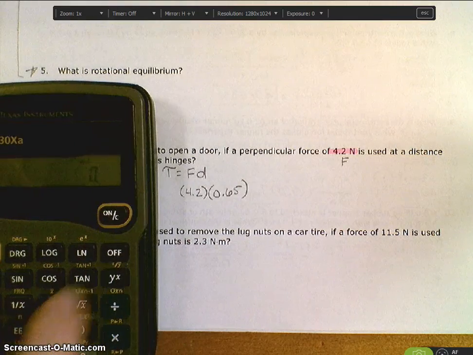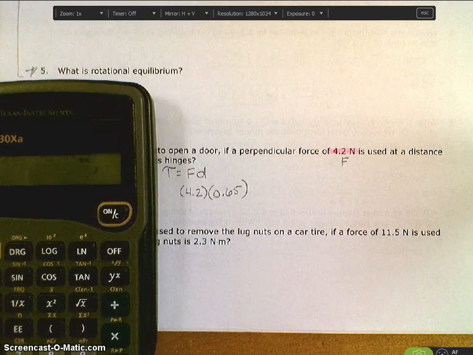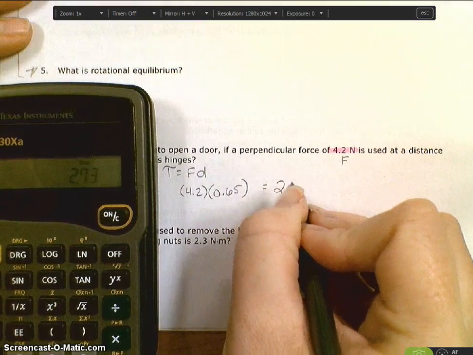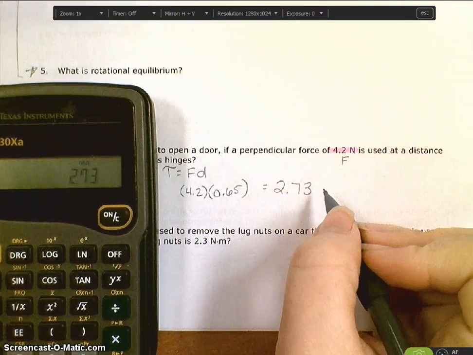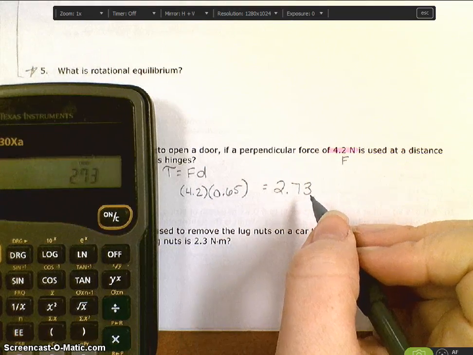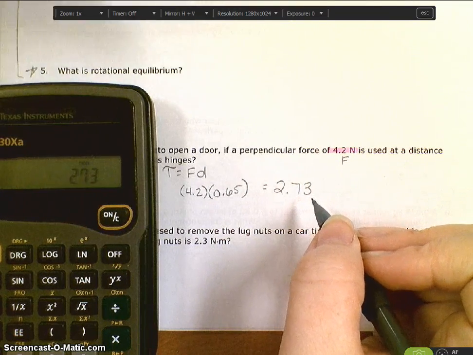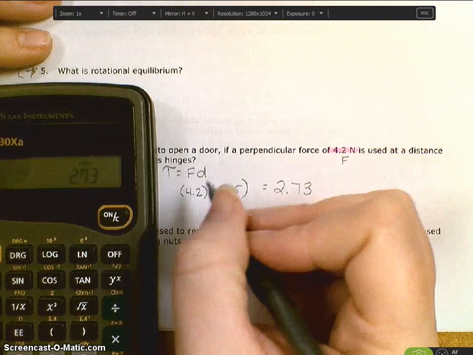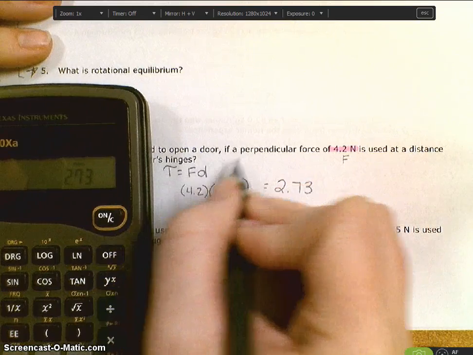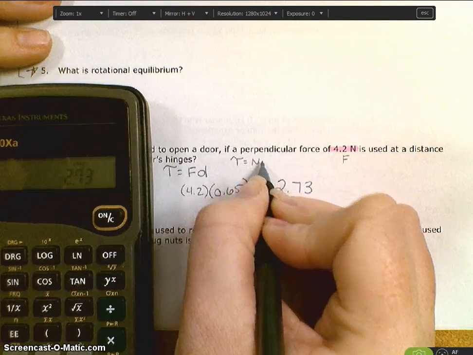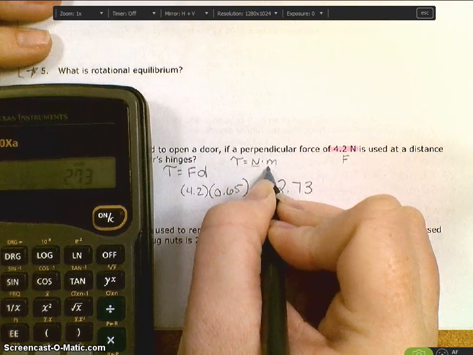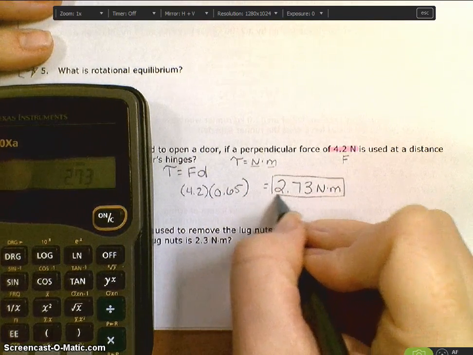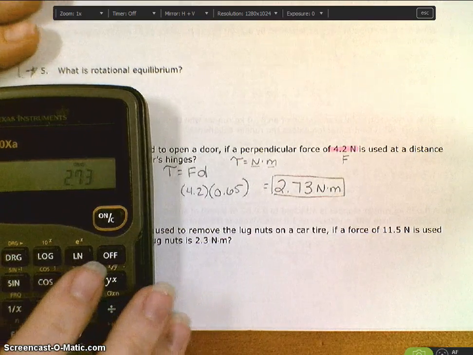So I'm going to multiply these two numbers together, and I get my final answer of 2.73. I have to think to myself, oh, what are my units? Torque is a strange one. They don't give it its own unit to memorize like a force is measured in newtons. Instead, what we're going to do is say that the unit for torque is the same as multiplying the units for force and distance. So our unit is Newton meters. So torque is really incredibly simple.